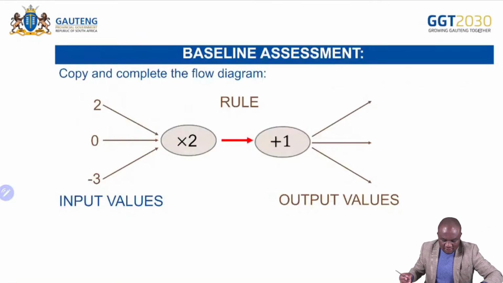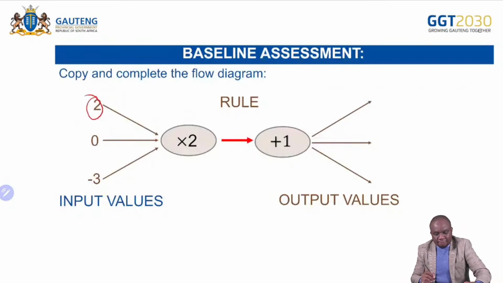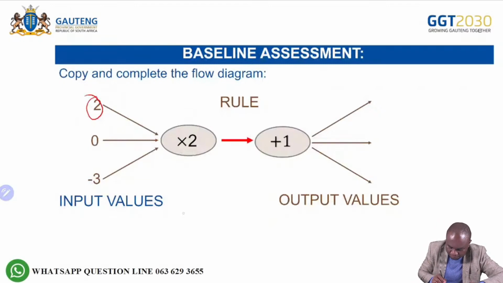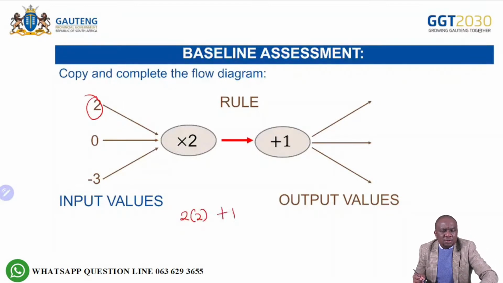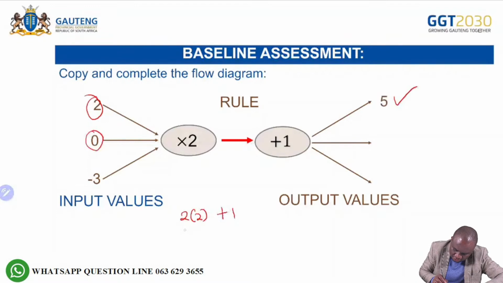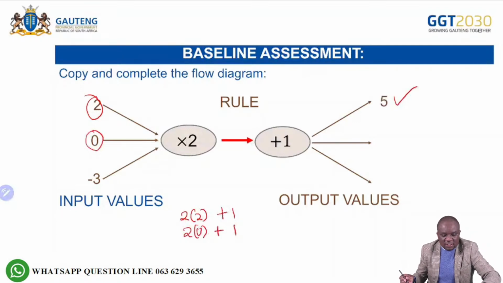Right, welcome back, grade 10s. Now the input value is 2. Let's put the 2 into the function. We multiply by 2 and add 1. So it's going to be 2 times 2 plus 1. What is 2 times 2 plus 1? That's 5. Please mark that. Then the next input value goes into the function, the rule or the machine. 2 times 0 plus 1. 2 times 0 is 0, and then 0 plus 1 is 1.